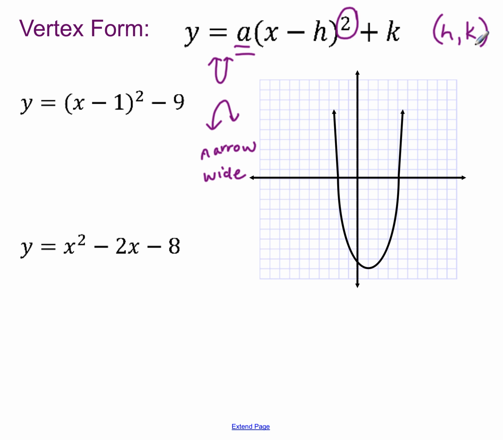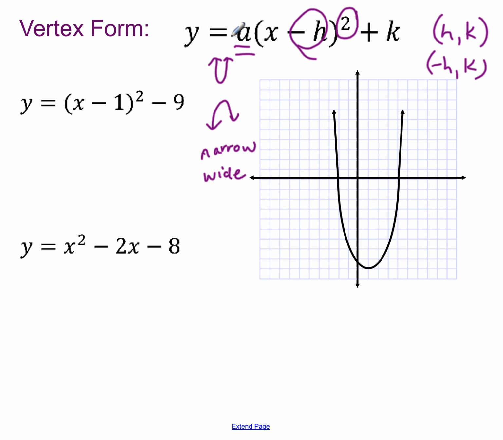Some people say HK. As long as you have a minus here, you can say the vertex is at HK. Other people see this as negative HK. They look at the number right here, and they say it's going to be the opposite of that. I'm comfortable with either one as long as you're getting it right.